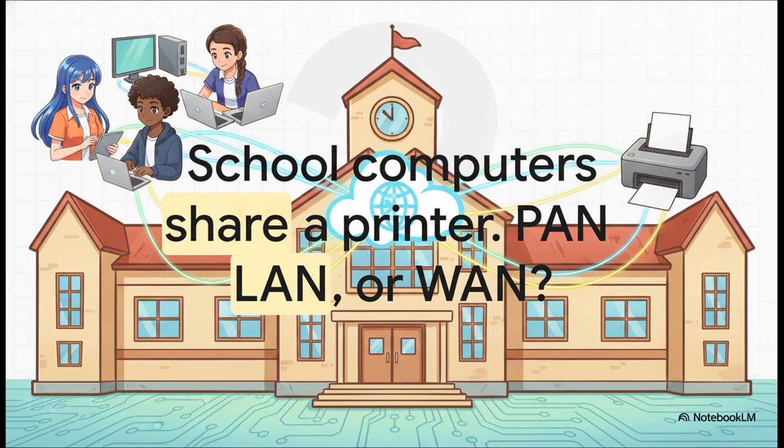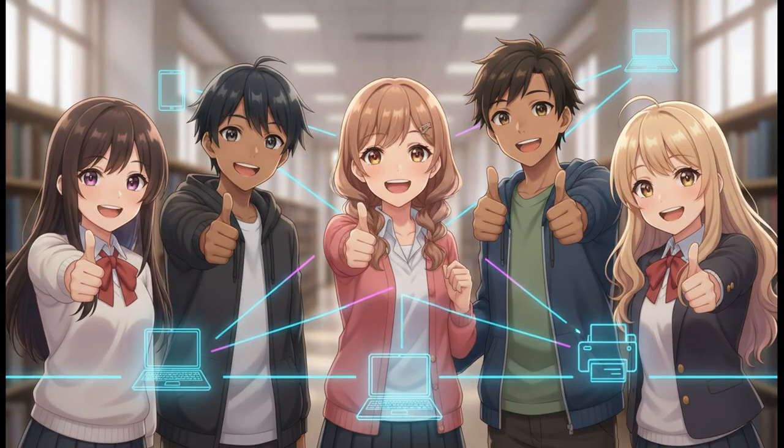Scenario number 2. All the computers in Glenrich International School share a single printer and internet connection. Pay close attention to the clues here. Multiple devices, all inside one single school building. What kind of network is this? PAN, LAN, or WAN? Spot on. It is a LAN, a local area network. Because the hardware is owned by the school and shared across multiple devices on a single physical site, it fits the LAN definition perfectly. You guys are crushing it.